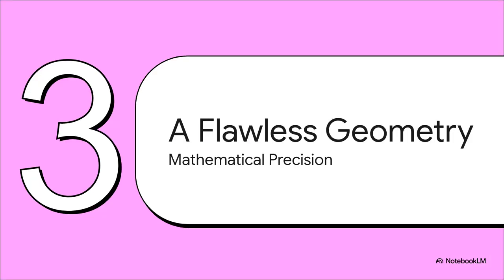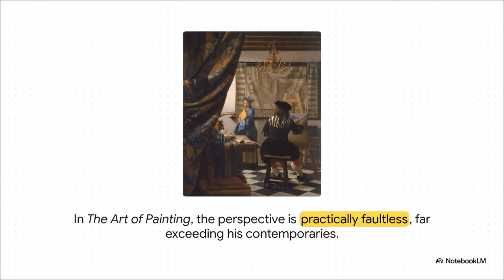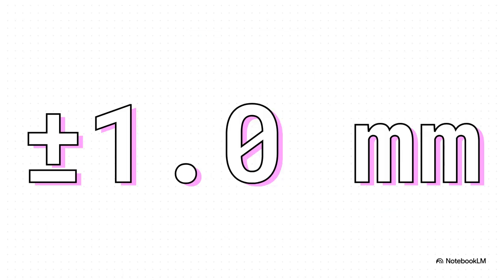Now let's pivot. We've talked about the physics of light, so now let's dig into the mathematics of space. Because beyond the way he painted light, there's the absolutely jaw-dropping geometric precision of his rooms. I mean, just look at this. Look at the floor tiles, the map on the wall, the placement of the furniture in The Art of Painting. The perspective is pretty much perfect. And that's a level of accuracy that was just incredibly difficult to get with the normal draw-it-by-hand methods of the day. How perfect are we talking?